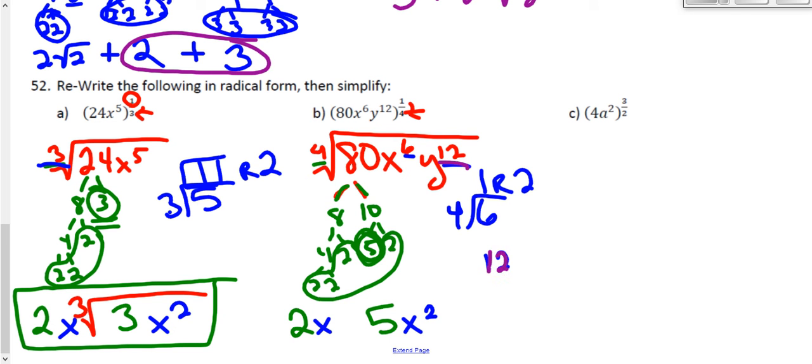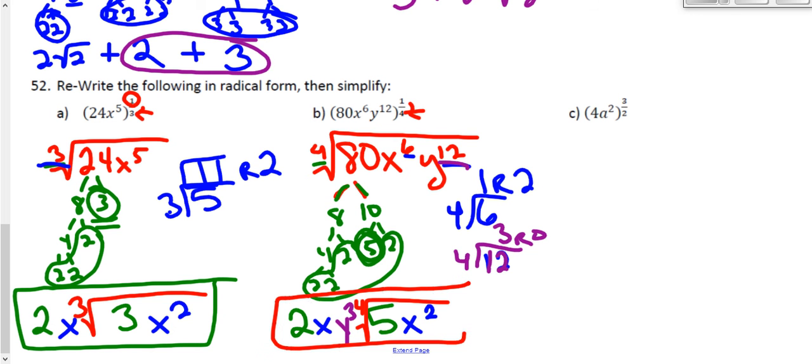12 y's inside. I need 4 to bring something out. 4 goes into 12 3 times. That tells me that 3 y's can come out. And I'm going to have a remainder of 0, so there are no y's stuck inside. So that's actually finished, and I just have to put my radical back in. This is the 4th root. So 2xy cubed times the 4th root of 5x squared.